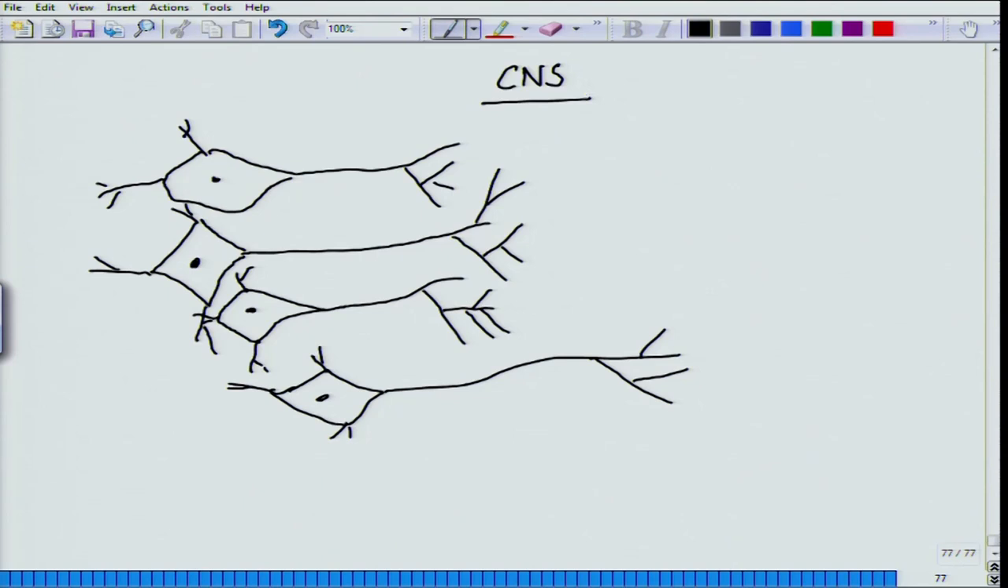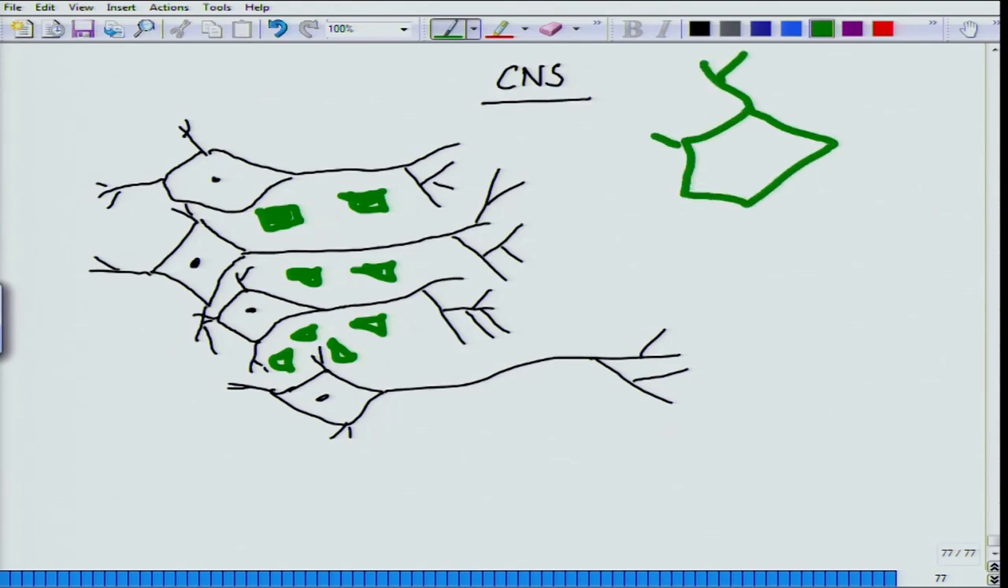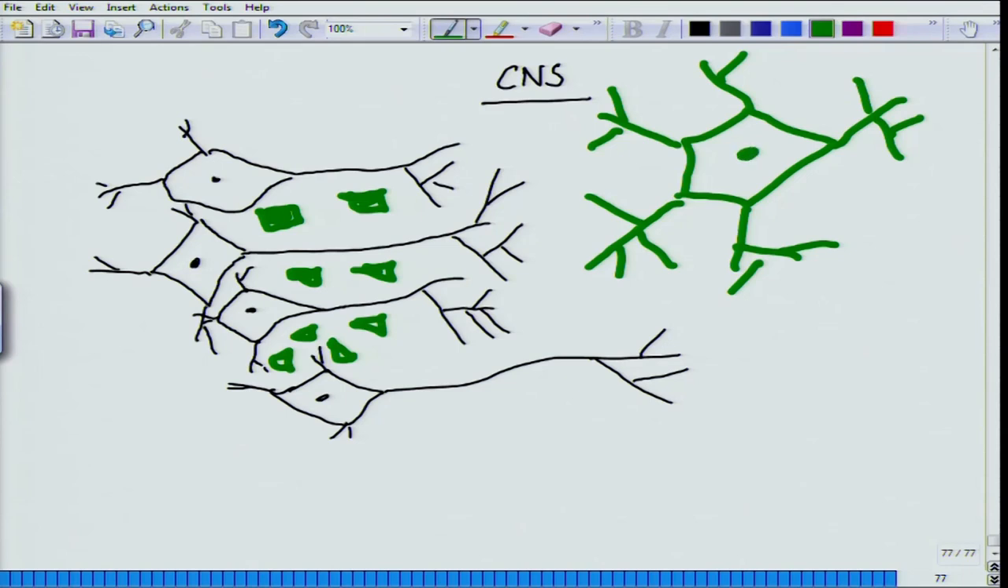So, we will introduce the oligodendrocytes with a different color. Here are the oligodendrocytes. They are sitting here, much smaller cells. These green spots are oligos. If I had to draw a bigger picture of an oligo, it is something like this, a very different kind of cell type. Imagine a neuron without an axon, almost like that. It is a much more dense structure.